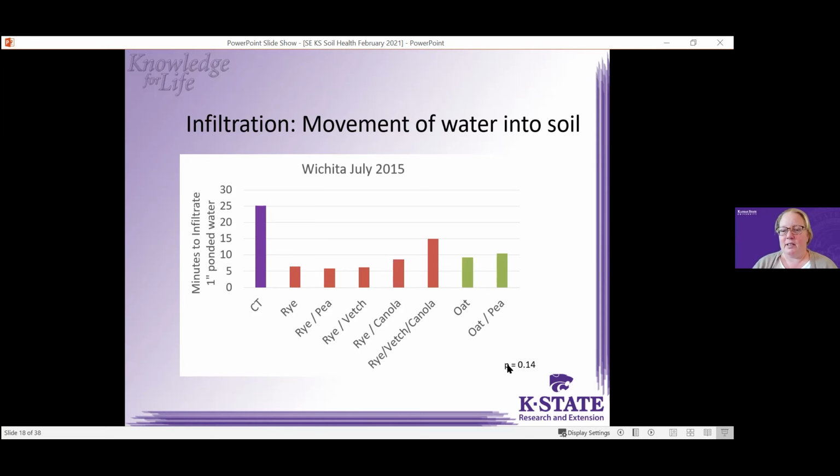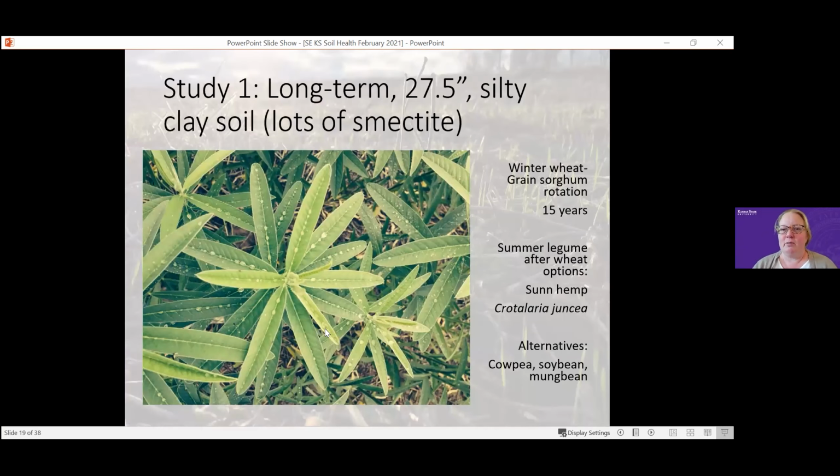And again, this P equals 0.14. As scientists, we like to see that as less than 0.05 before we would start saying this is statistically significant. So I'm not going to put letters on here to say which ones of these grouped together. But visually, the conventional till was definitely popping out. So it supported what we would think, which is better aggregates equals better infiltration, faster infiltration in this case being the goal. So I'm going to talk to you about another long-term study.